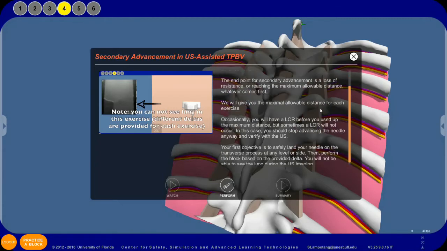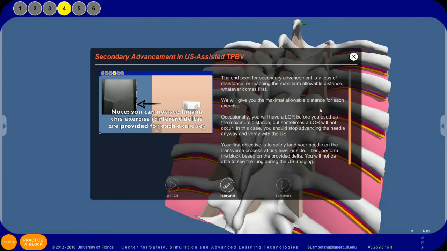Your first objective is to safely land the needle on the transverse process at any level or side. Then you will perform the block based on the provided delta. You will not be able to see the lung during the ultrasound imaging.